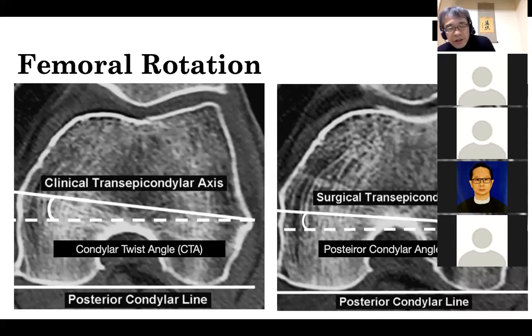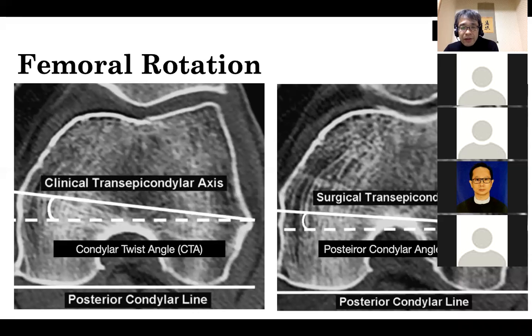so if you can use the CT scan, you can recognize the transepicondylar axis easily. But you must know there are two types of transepicondylar axis. There are different bony landmarks. So one is the line between the lateral epicondyle and the medial epicondyle. We call it the clinical transepicondylar axis.